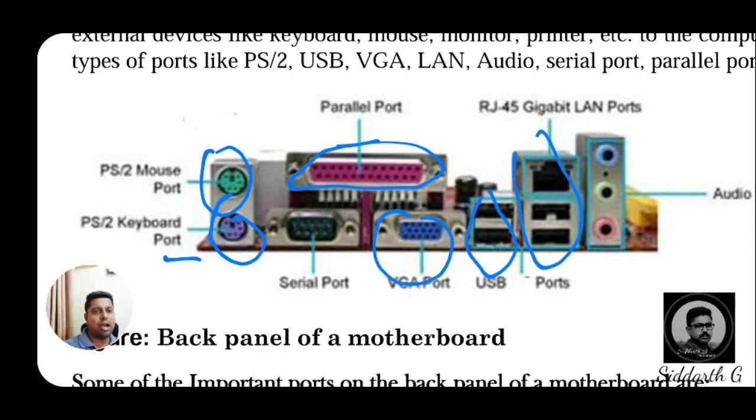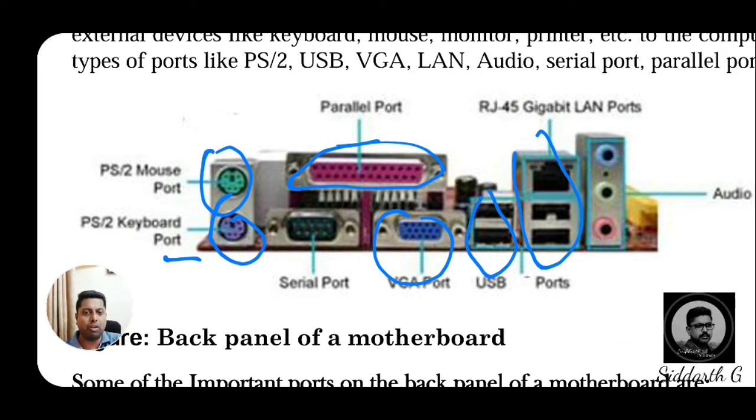Then after this RJ45 or LAN port, you are able to identify one more port, the audio panel port. Here you have a chance to observe three parts of that particular audio panel. One is stereo, one is the mic, which we use for recording purposes, and one is mono stereo. So this is what we call the audio panel of the system. So, a very important back panel.